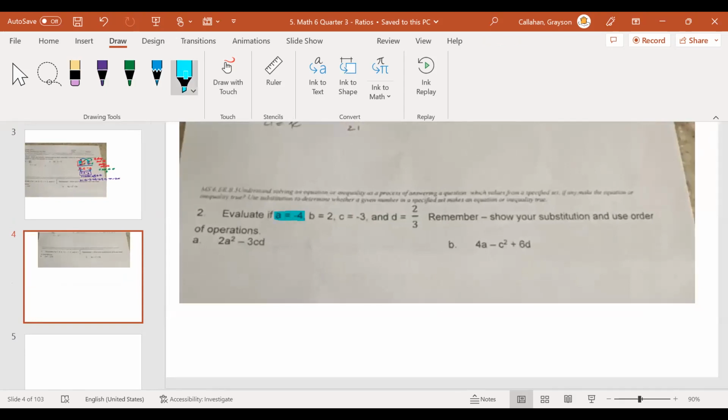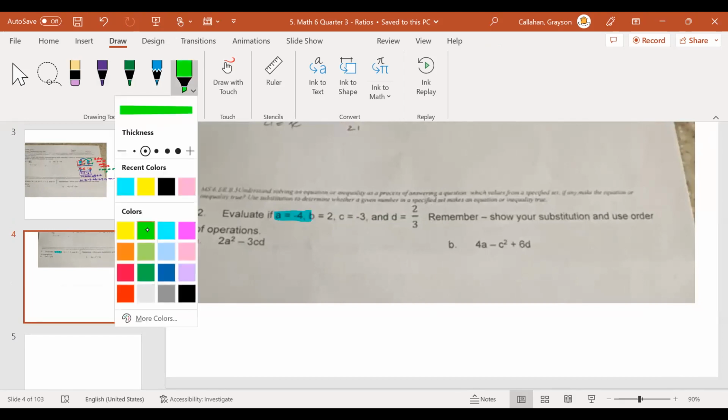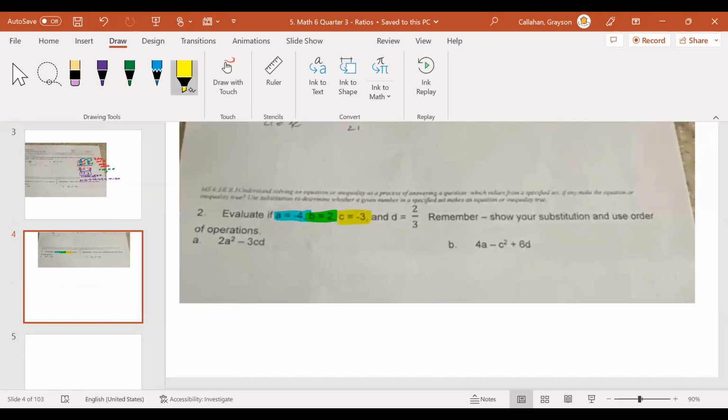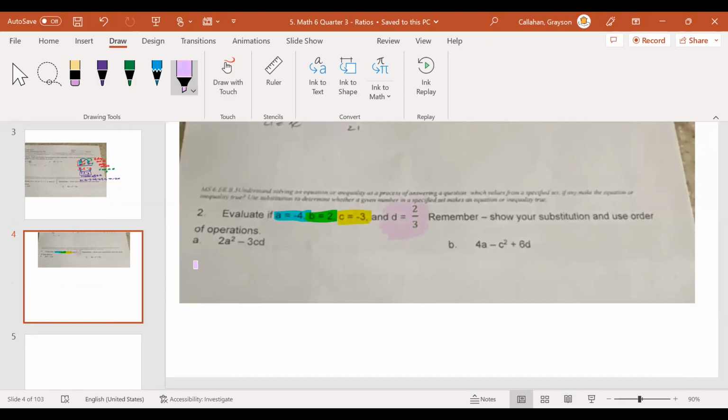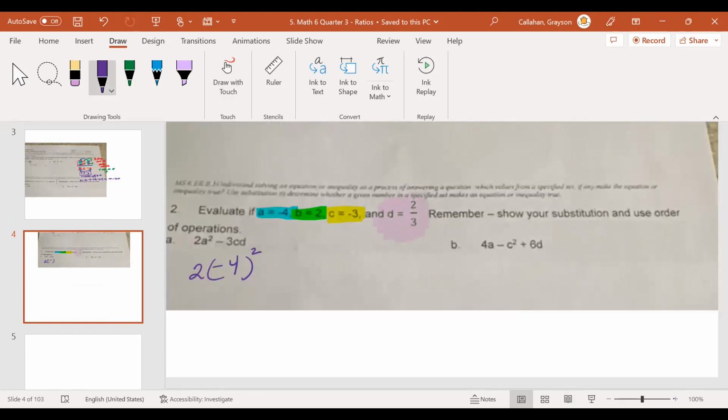If A equals negative 4, B equals 2, C equals negative 3, and D equals 2 over 3, whenever you see those letters, you're going to replace them with these numbers, right? So 2A, what is A again? A is negative 4. Don't forget the square. Minus 3C. What is C again? Negative 3. D, what is D again? 2/3. We're going to have to do PEMDAS.